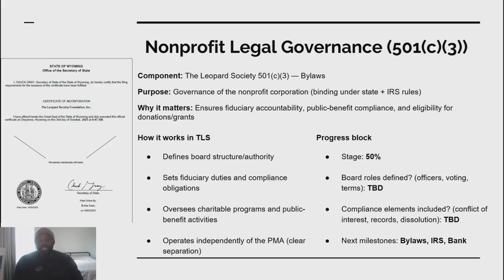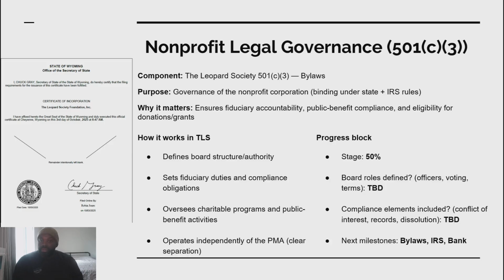All right. So now to the next layer, the nonprofit legal governance, 501c3. This is for the Leopard Society. We are halfway through. We already did file for a corporation for a nonprofit. It's 501c3. This is really driven by the bylaws, right? The purpose is governance of the nonprofit corporation, binding under state and IRS rules. Why it matters: it ensures fiduciary accountability, public benefit compliance, and eligibility for donations and grants.